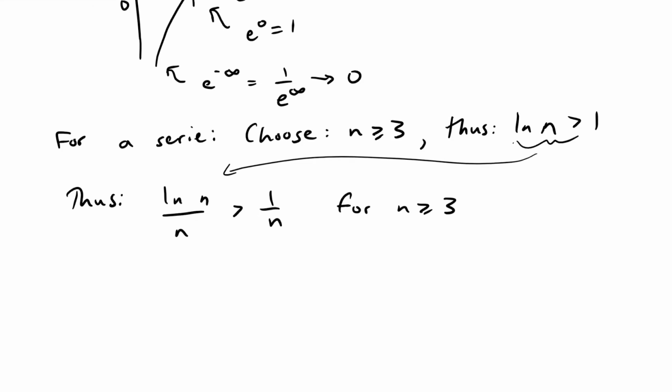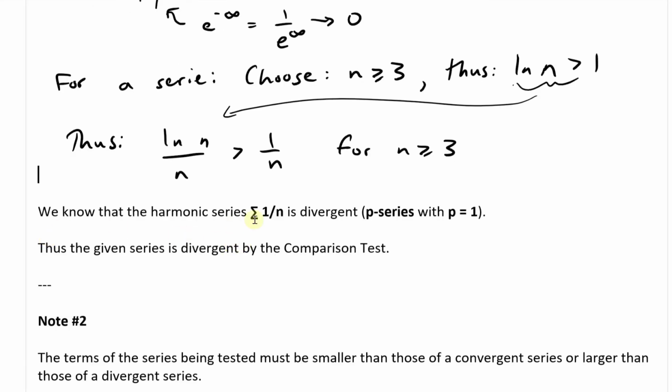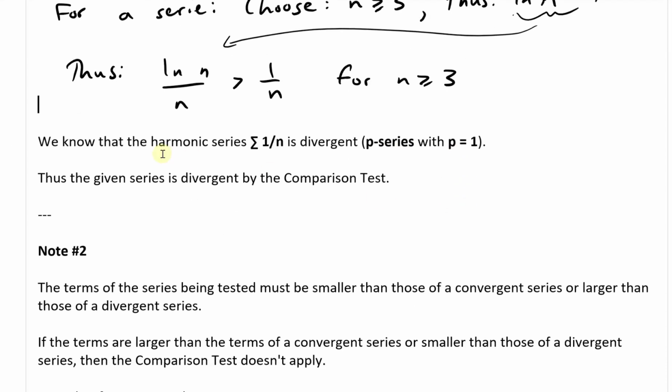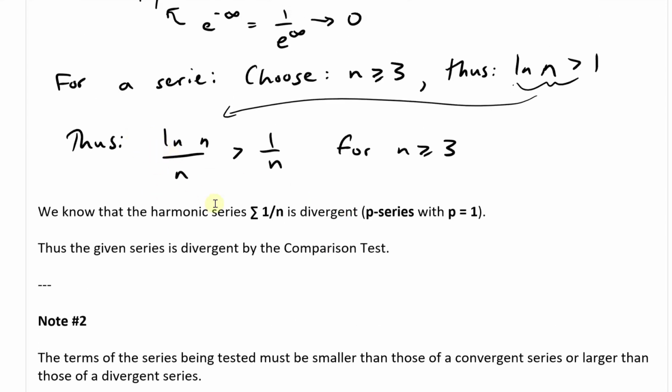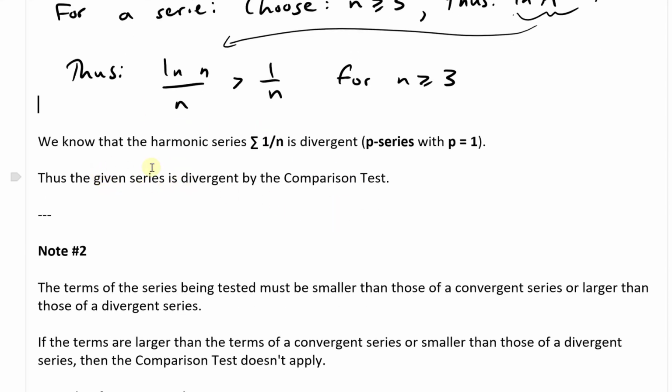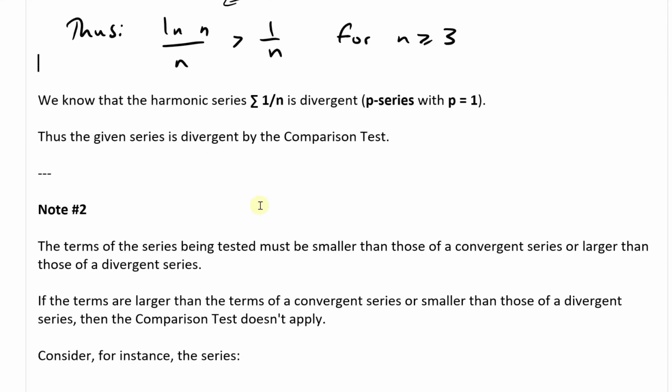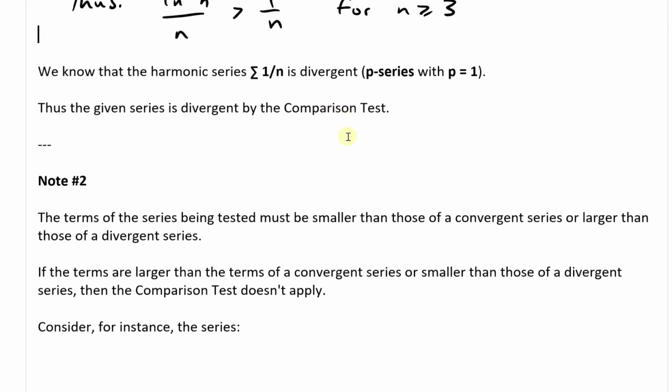So yes, fascinating stuff. And again, we know that the harmonic series, the summation of 1 over n, is divergent because it's a p series with p equals 1, again from my earlier video. Thus, the given series is divergent by the comparison test because the terms of this are larger than the terms of a divergent series. Thus, the given series, ln n over n, is divergent by the comparison test, the second part of it.